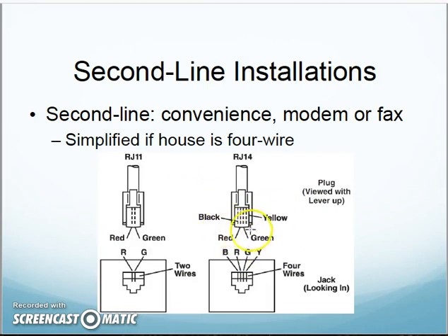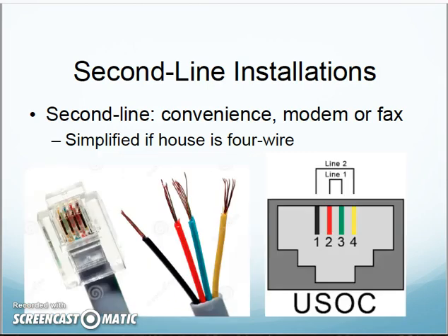Just recognize those colors, black, red, green, yellow, as the traditional color code for your phone line and for terminating it. Again, I'm showing you here the phone cable, the phone jack, and then the pinout, black, red, green, yellow. And this is actually showing you line one and line two out here.